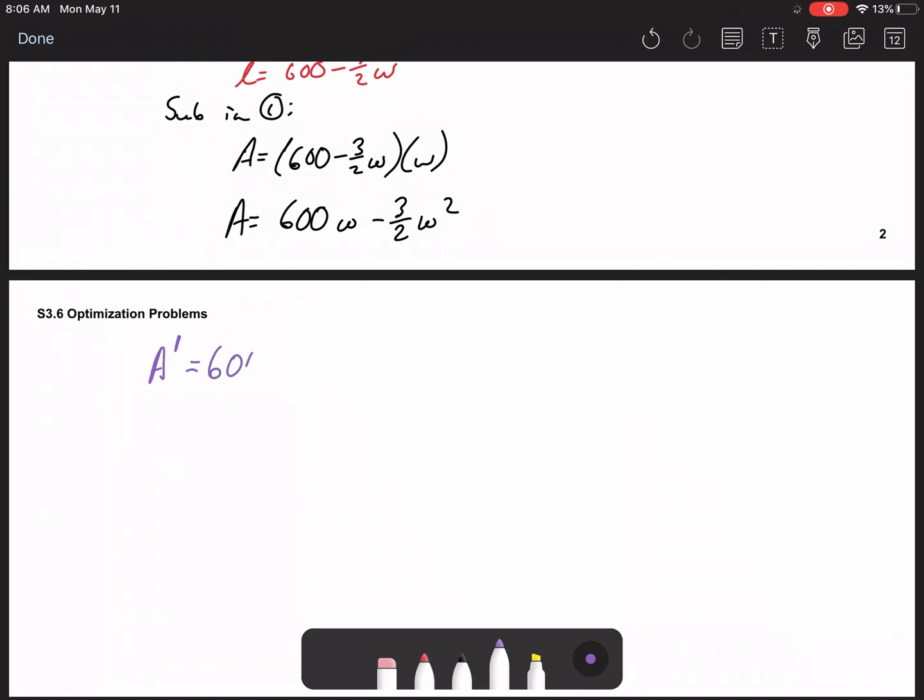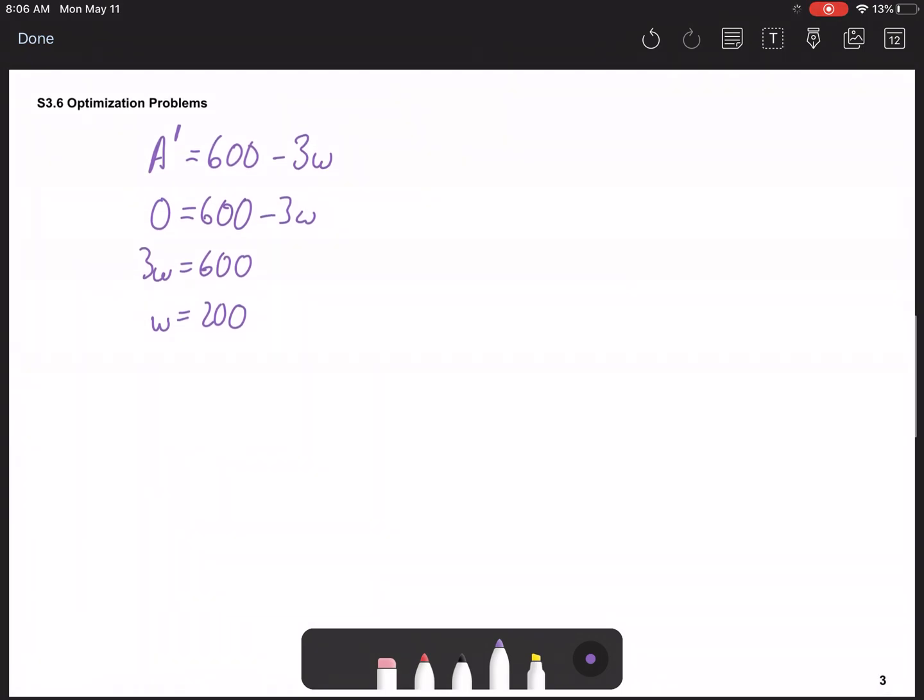Okay, so that turns out to be 600 minus 3 over 2. Oh, my apologies. Minus 3W, because the 2 and the 2 multiply and cancel each other. Set this equal to 0 and solve. So, although this width is the only value given as the zero of the derivative, it doesn't mean this is a maximum. I need to test this.